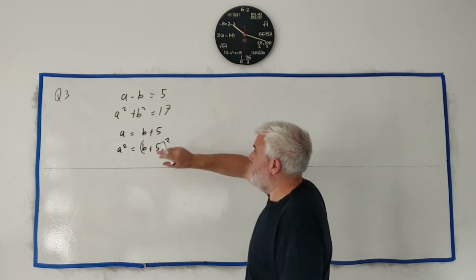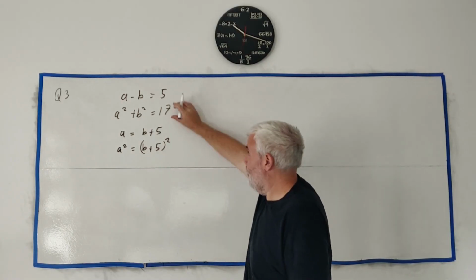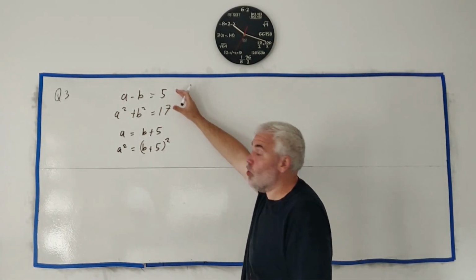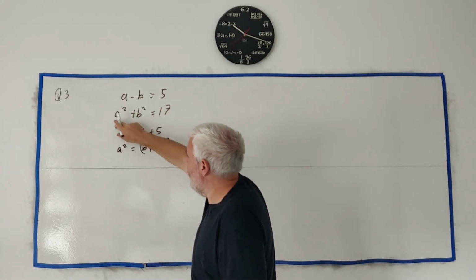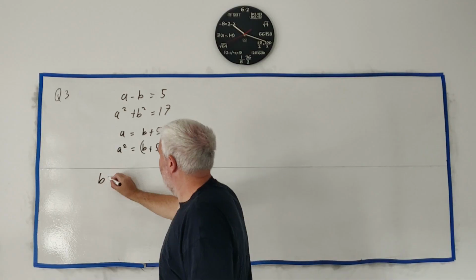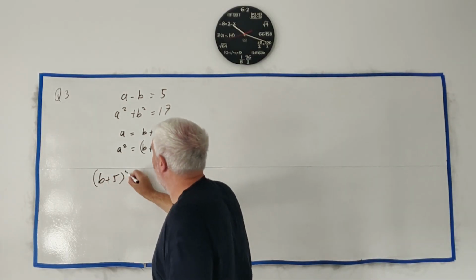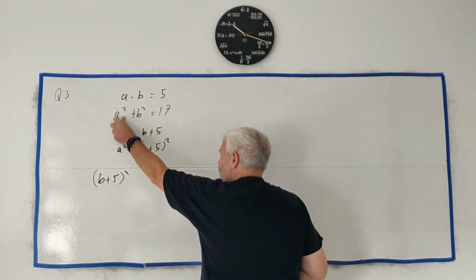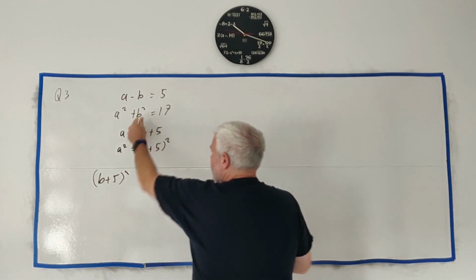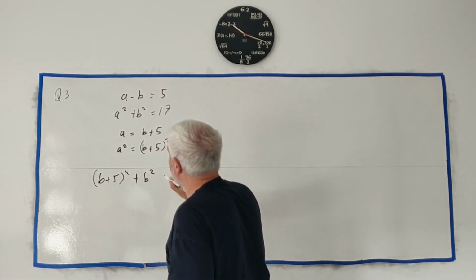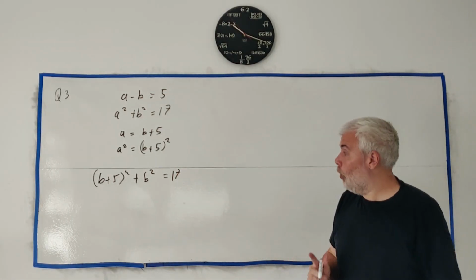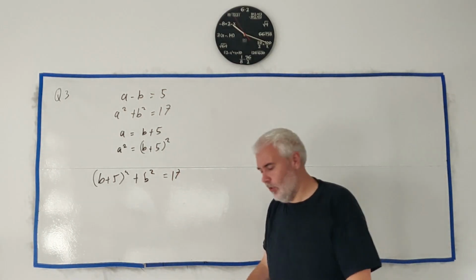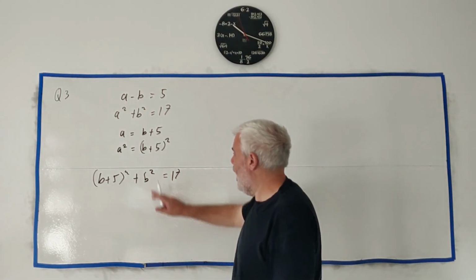Now we have an a squared here that's independent of this line, so we'll combine them. Let's write this line again. I'll show you what I mean. Instead of a squared, we're going to write (b plus 5) squared, plus b squared equals 17. We've got an equation with only one unknown. We're going to get a quadratic, but still, we're nearly there.